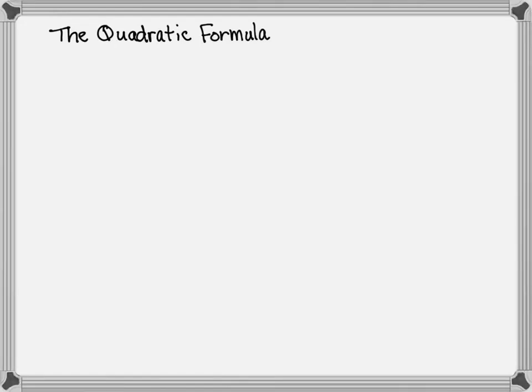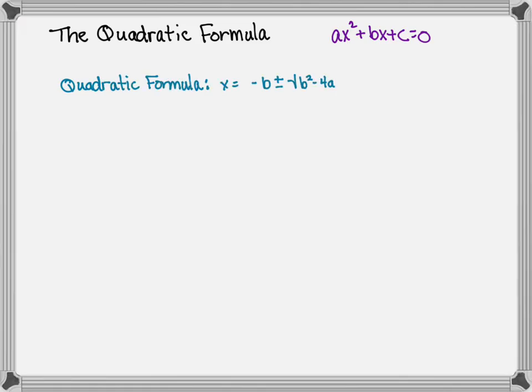Let's solve quadratic equations using the quadratic formula. So first remember, standard form of a quadratic equation is ax squared plus bx plus c equals 0. And the quadratic formula is x equals the opposite of b plus or minus the square root of b squared minus 4ac all over 2a.